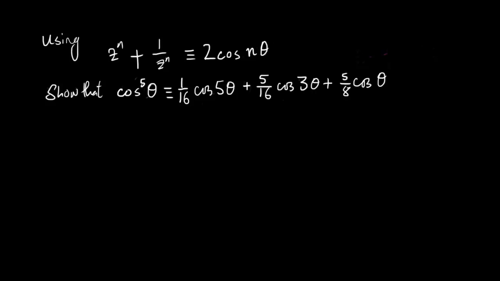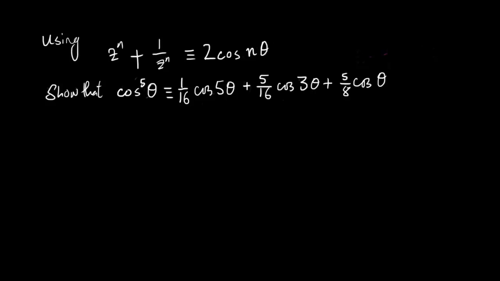Now this is a similar sum, but the difference is that we are using cos this time instead of sine. So the question would be: z to the power n plus 1 by z to the power n is identical to 2 cosine n theta, and we have to express cos to the power 5 theta as 1 by 16 cos 5 theta plus 5 by 16 cos 3 theta plus 5 by 8 cos theta. In other words, we have to express a power of cos theta as multiples of the angle. So we do the sum in a similar way.